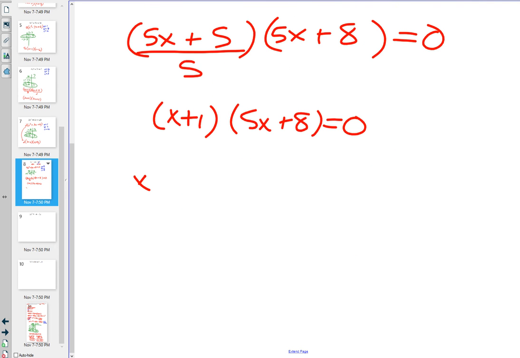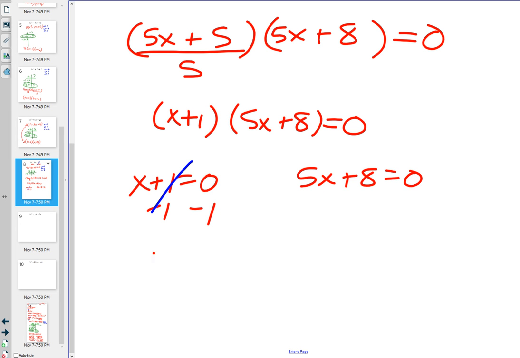So x plus 1 equals 0, 5x plus 8 equals 0. Minus 1 minus 1, x is negative 1. This one you solve, just to save time, you end up getting negative 8 over 5. Now, if memory serves me, this was the one that when you look this up, the negative 1 was there, but the negative 8 over 5 wasn't.